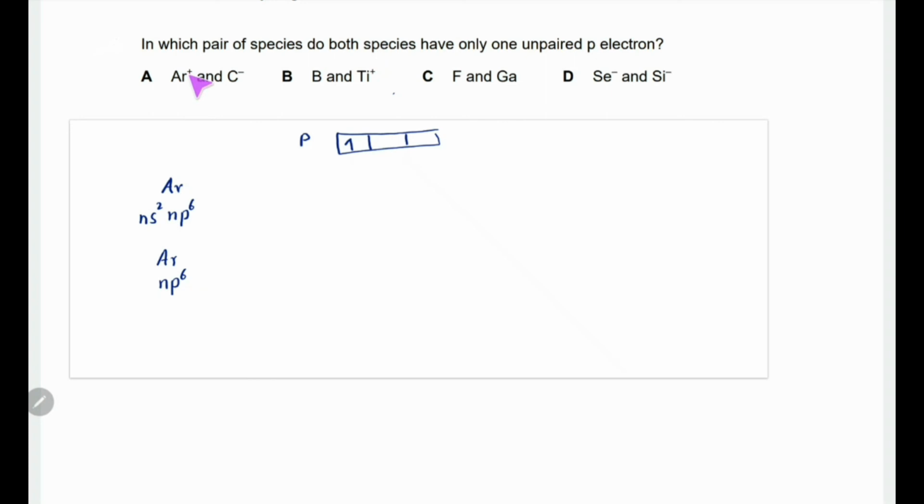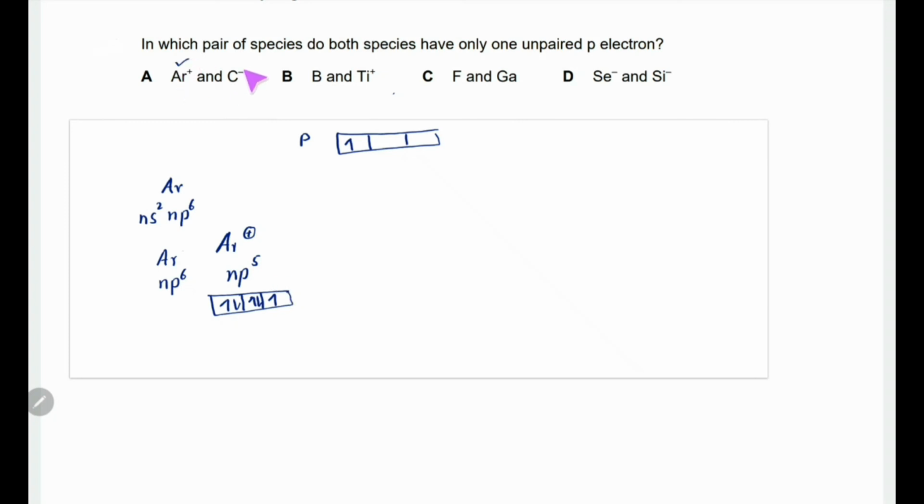But there is a positive charge on argon, which means it loses an electron. So for Ar+, its p subshell now has 5 electrons. When we draw the orbital configuration, you will find 3 electrons, then the fourth one, the fifth one, and here is one unpaired p electron in Ar+. So this is our choice.